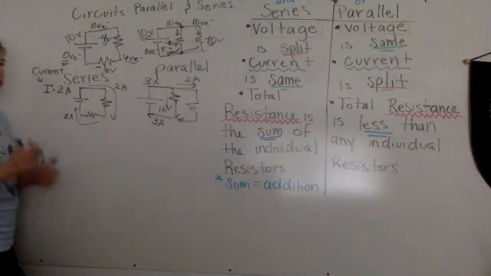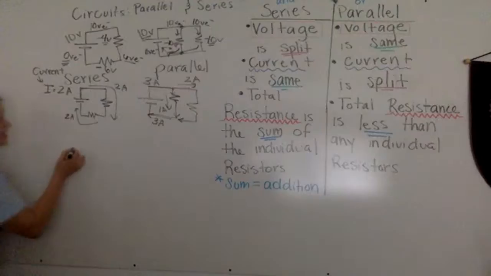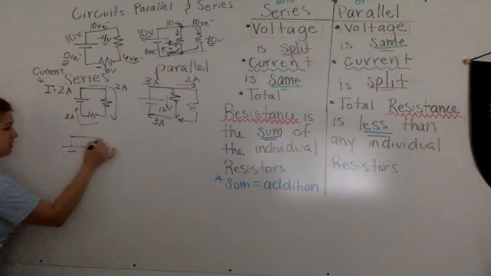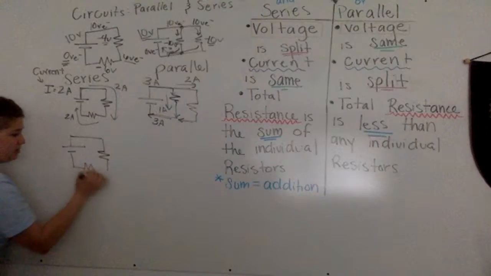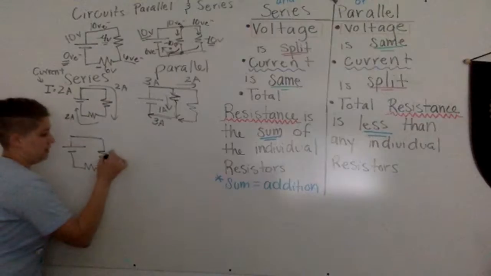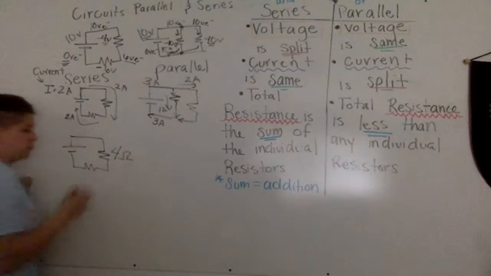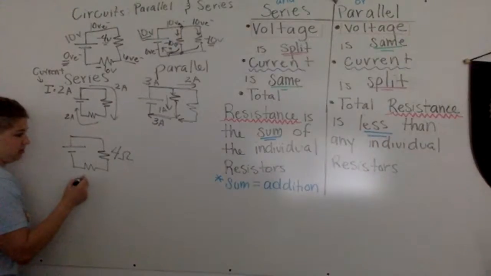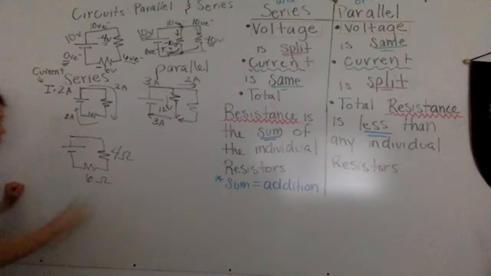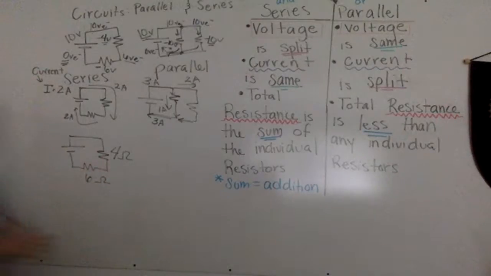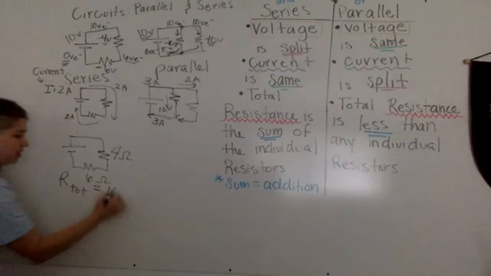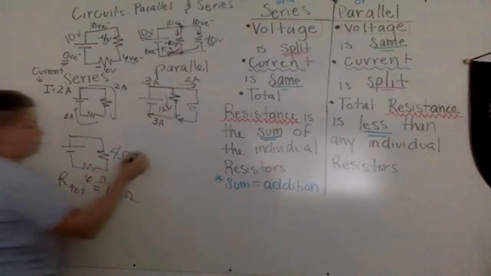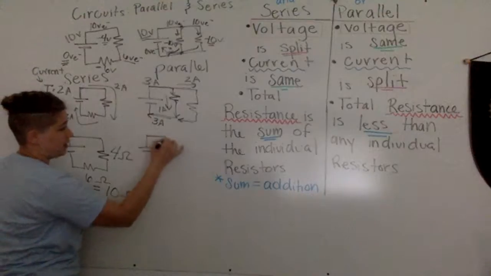And last but not least, talking about the total resistance. So let's say this is a 4 ohm resistor and a 6 ohm resistor. Remember, ohms is just a measure of the resistance. Then my total resistance, because these are in series, is the sum of the individuals. So the total resistance, R total, is equal to 10 because it's just 4 plus 6.